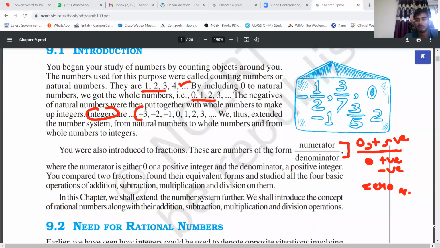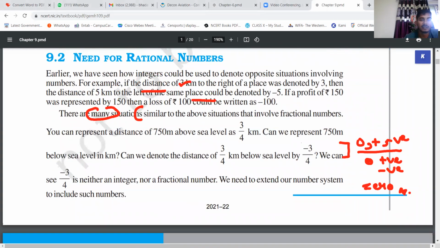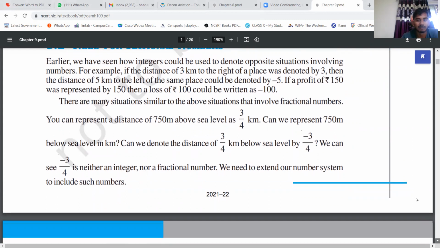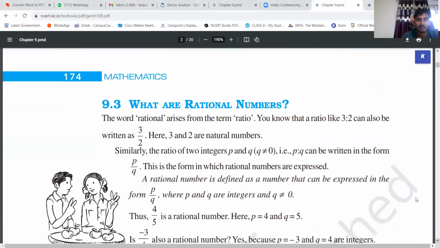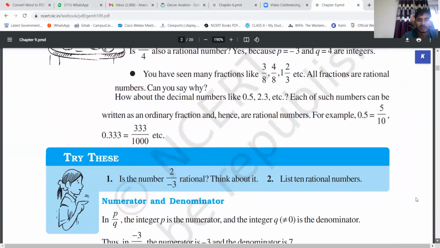Coming down, why is there a need for rational numbers? To solve questions in which speed, distance, and time, or profit or loss are given, we need to solve them by the fractional system. So we need rational numbers to solve those questions. Now I'm sharing some examples.